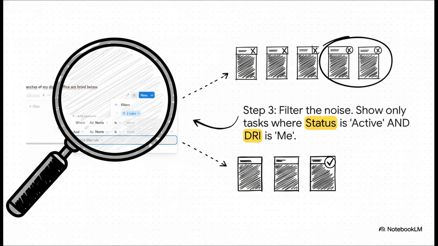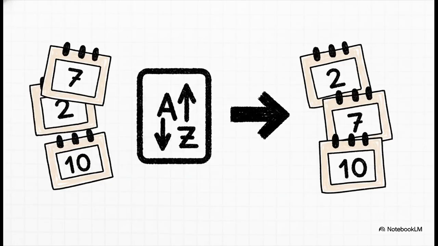So, in step 3, we add an advanced filter with 2 simple rules. Rule 1, show me projects only where the status is active. Rule 2, and this is the important part, show me only projects where the directly responsible individual is me. The second you do that, poof, all the other cards just disappear. Okay, one last thing to make this truly effortless. We apply a sort. We tell this view to always arrange the cards by due date from the soonest to the latest. So now, not only do I see just my active tasks, but the one that's due tomorrow is always sitting right at the top. No thinking, no searching, it's just there.